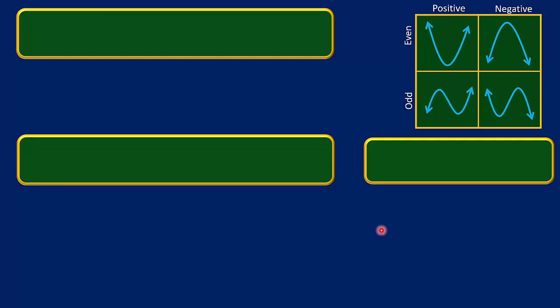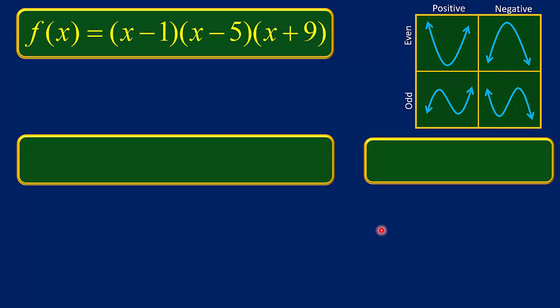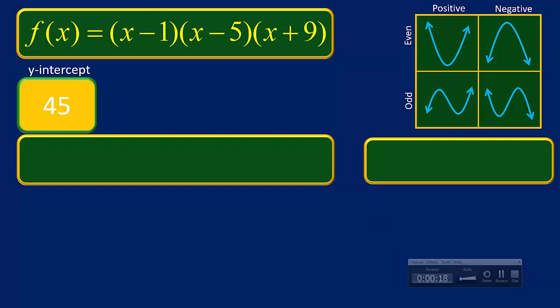Okay, so let's tie some things together here. Let's suppose I have this polynomial. Now, what I'm interested in is the y-intercept, the zeros, and the extreme left and right behavior. So, let's see here. The y-intercept here is 45. See? 45. Because if I just put a 0 in here, I get -1 times -5 is +5 times 9, and I get 45.